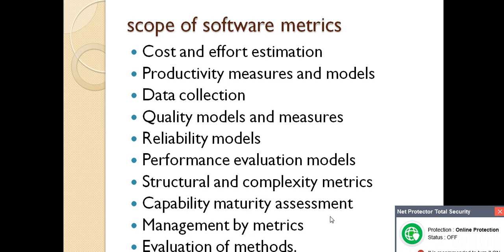Then quality models and measures. Various quality models are used for measuring the quality of the software. Basically, various SQA activities are also involved. Then reliability models are also involved. Then performance evaluation models are also used. Various models and practices are available in software engineering to measure the quality of the software. Structural and complexity metrics are also used. Then capability maturity assessment is also used. In capability maturity assessment, different levels, level 1 to 5, are used for measuring the quality of the software. Then management of the metrics and various evaluation methods are used for the software metrics.